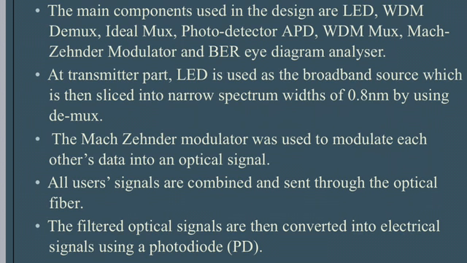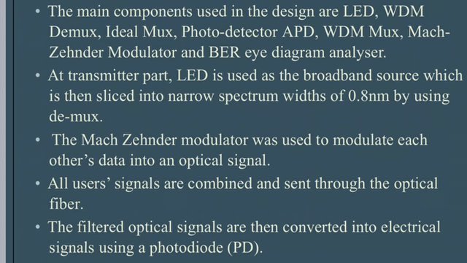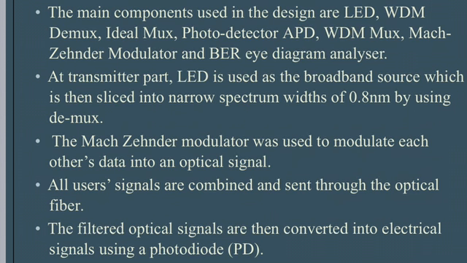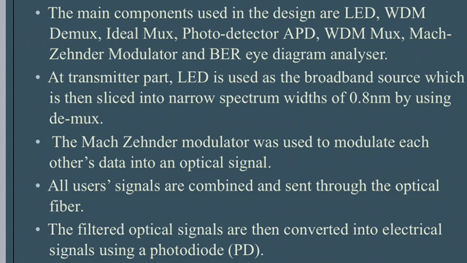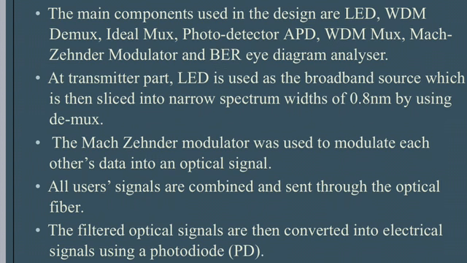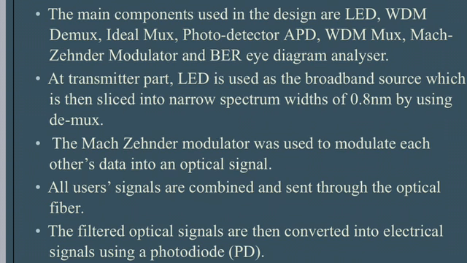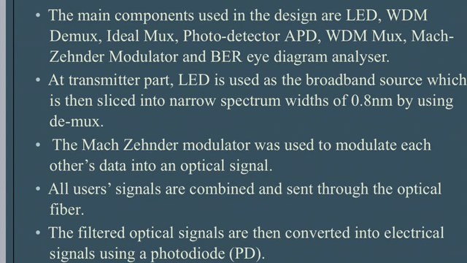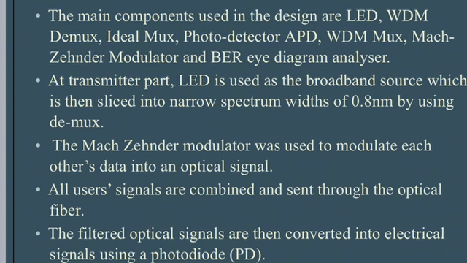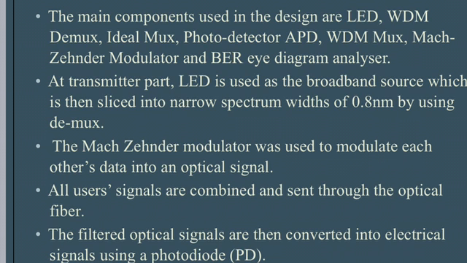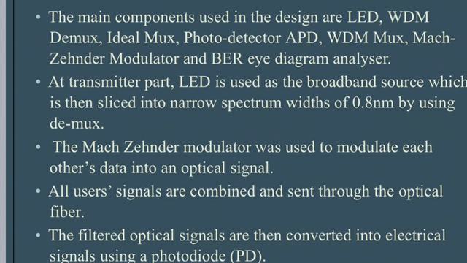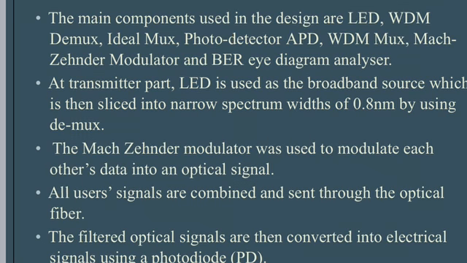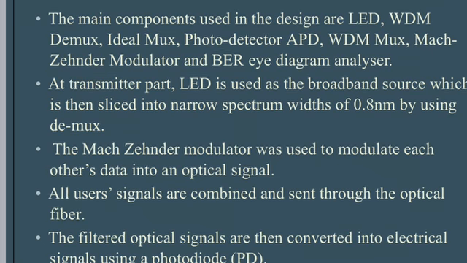At the transmitter part, LED is used as a broadband source which is sliced into narrow spectrum width of 0.8 nanometer by using DMUX. The Mach-Zehnder modulator was used to modulate each user's data into an optical signal. All user signals are combined and sent through the optical fiber. The filtered optical signal is then converted into electrical signal using photodiode.